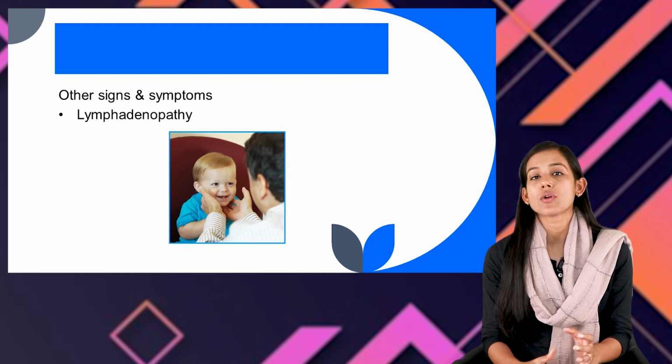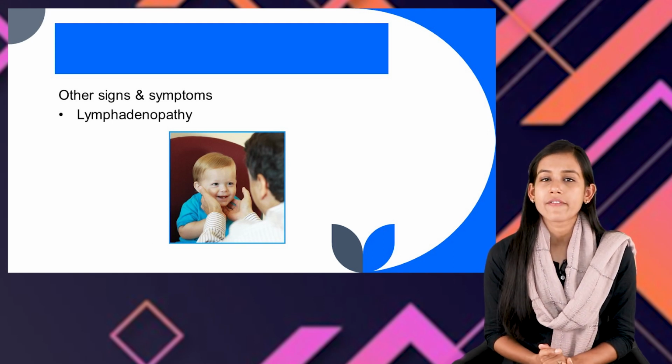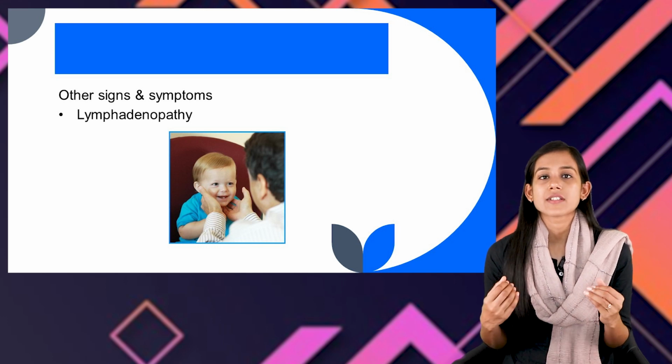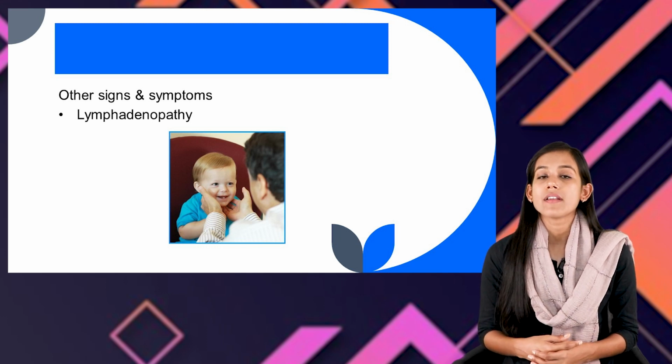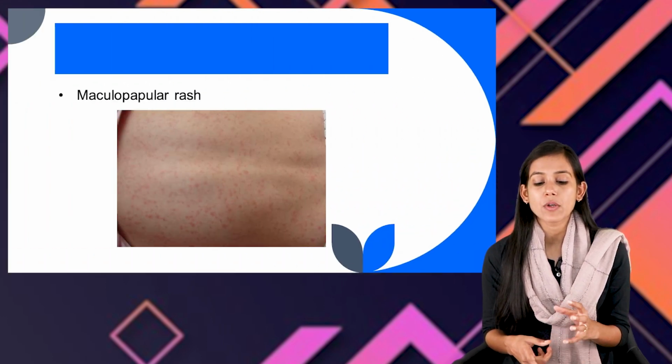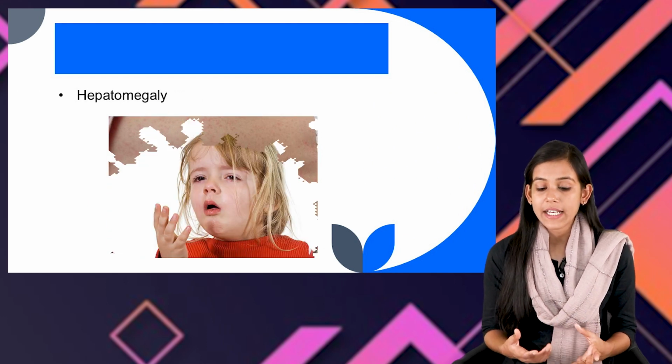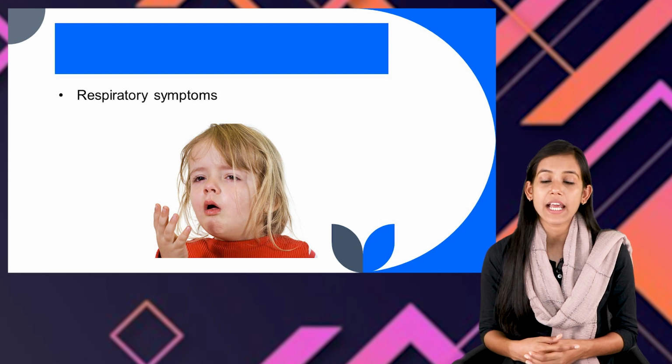So definitely if the child is having myalgias, arthralgias, and continuous nausea, vomiting, and abdominal pain, or diarrhea, this indicates that it's definitely a severe case of dengue. Now, apart from all these symptoms, there are also some other signs and symptoms which are very rare. But again, if it is a very severe case, in that case only we can see all these signs and symptoms. For example, there might be lymphadenopathy, maculopapular rash, hepatomegaly, also some sort of respiratory symptoms like cough, nasal congestion, and sore throat.